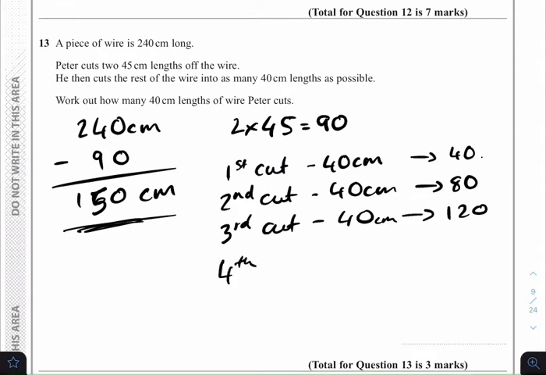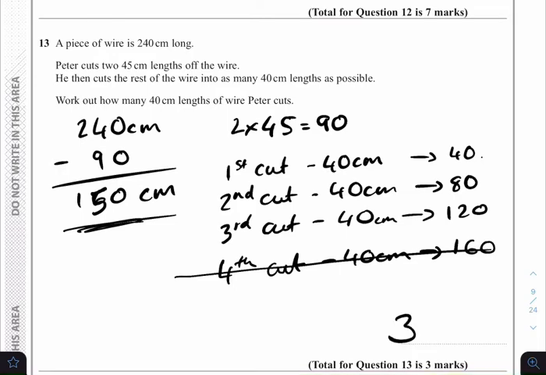And then the fourth cut will cut another 40 centimeters, and that will cut 160. However, we don't have 160 centimeters to cut into, so this means that you're not able to make that fourth cut, which means there's only 3 cuts of 40 centimeter lengths that Peter can cut.